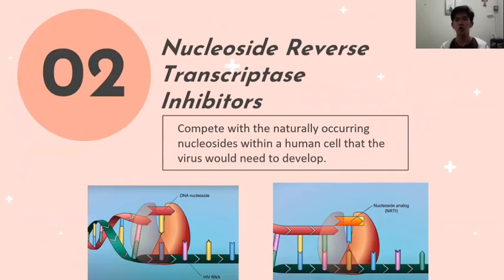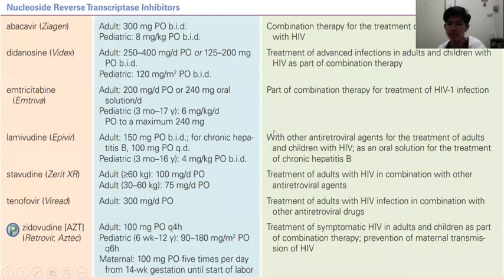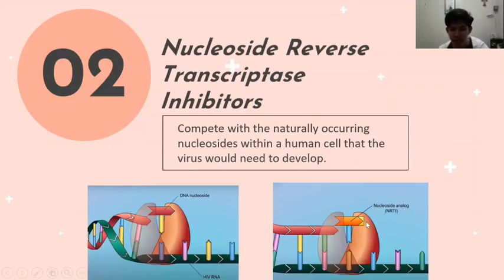Okay, and let's go to the nucleoside reverse transcriptase inhibitors. This mechanism of action, it competes with the naturally occurring nucleosides within a human cell that the virus would need to develop. So let's again discuss the role of the reverse transcriptase enzyme. This is the reverse transcriptase enzyme, and this is the viral RNA. And this is the NRTI, or the nucleoside reverse transcriptase inhibitor.